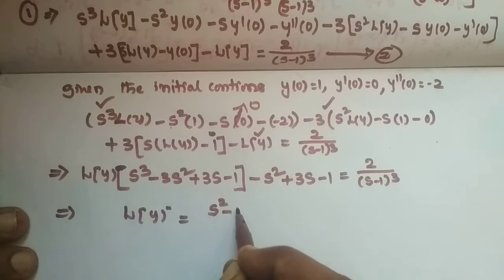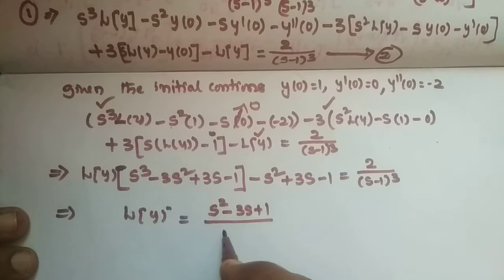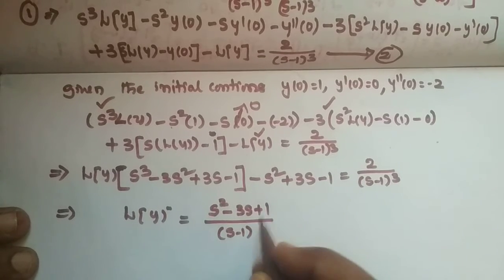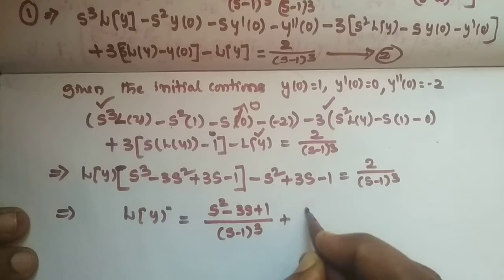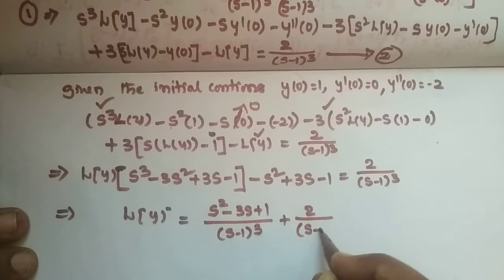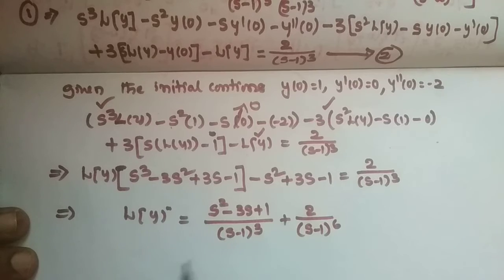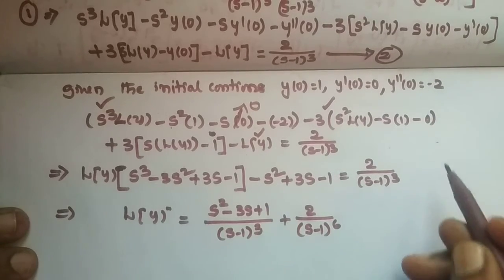(s square minus 3s plus 1) by (s minus 1) whole cube plus 2 by (s minus 1) whole to the power of 6. How to get this one? It can be written as (s minus 1) whole cube over (s minus 1) whole cube. So you need one more step.